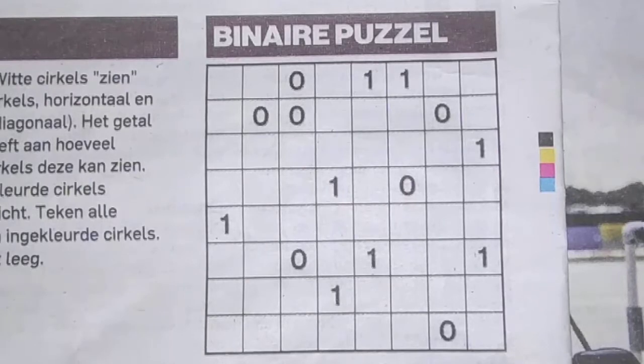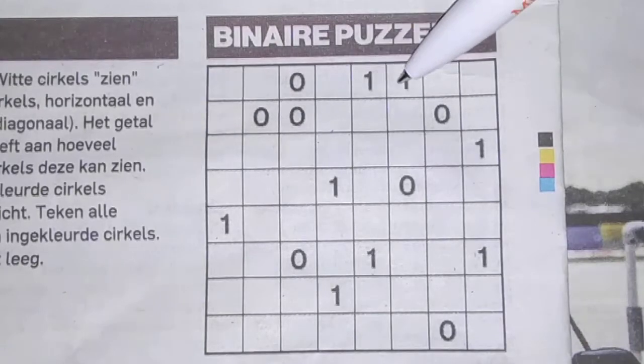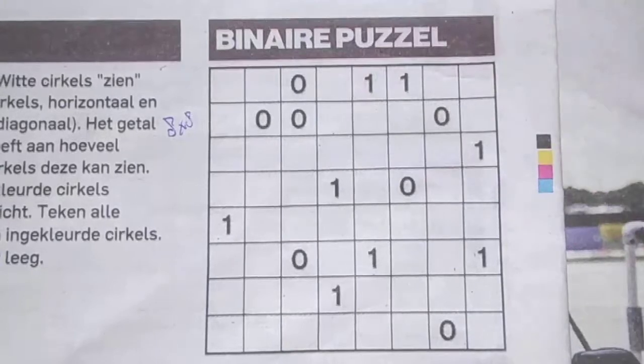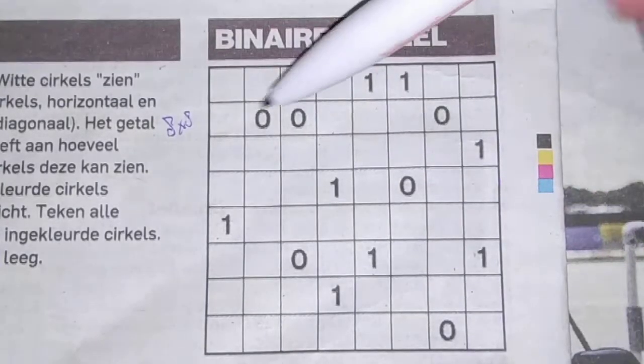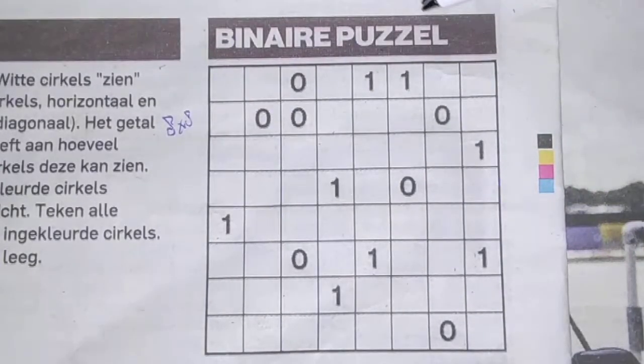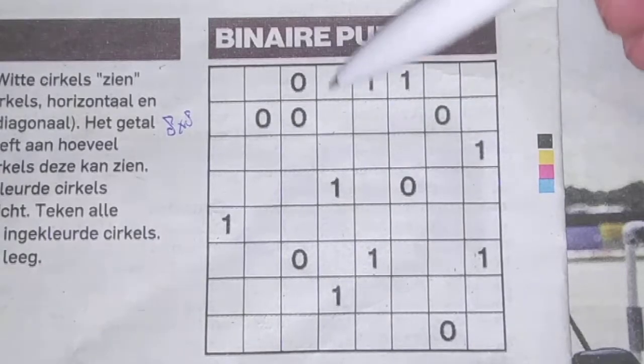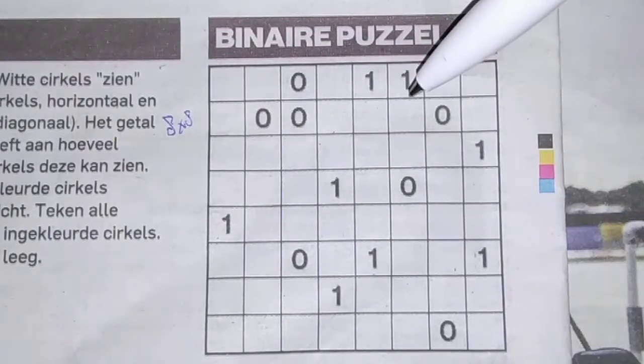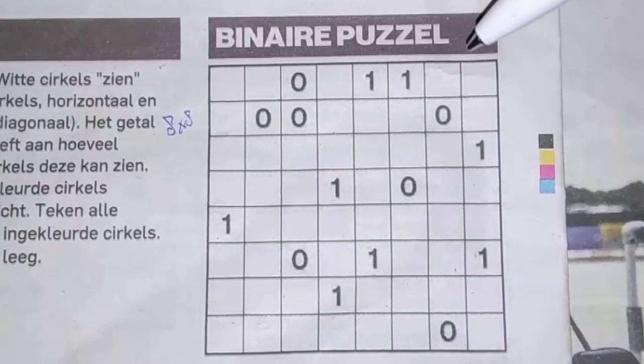This is a binary puzzle. What kind of binary puzzle is this? Let me count. 1, 2, 3, 4, 5, 6, 7, 8. It's an 8 by 8 binary puzzle. That means in a row or in a column, there's always 4 ones and 4 O's. So let's get started.